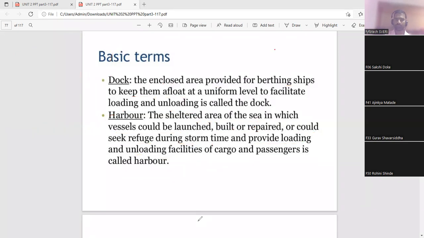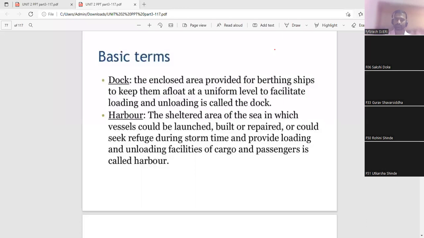Yes, am I audible? Am I audible or no? Yes, sir. Whenever I ask for a response, you should give a response, yes or no. Because of the network, you may not be able to hear me or I may not be able to hear you. All of you, whenever I ask questions, you have to respond yes or no. Did you understand the difference?